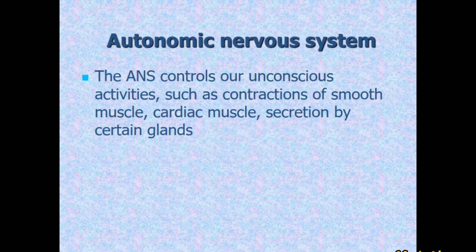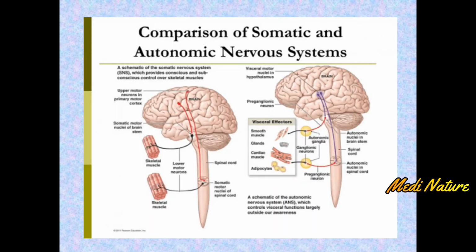The autonomic nervous system is the other part of the motor division. So it controls our unconscious activities such as contraction of smooth muscles, cardiac muscles, and also secretions of certain glands. So in this picture you can see a comparison of the somatic and autonomic nervous systems. We will learn in depth about them later in this lecture series.